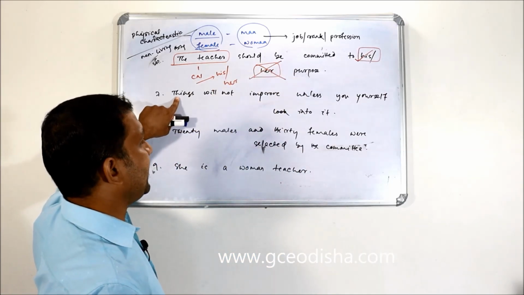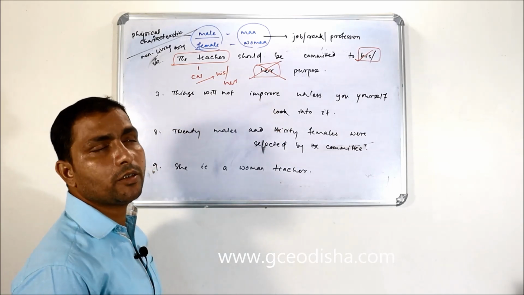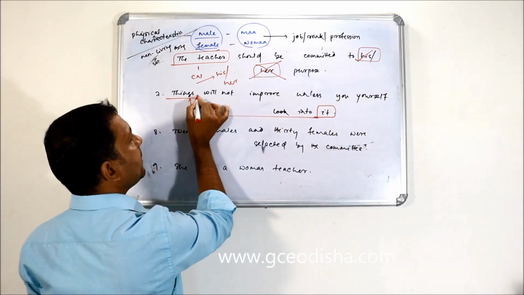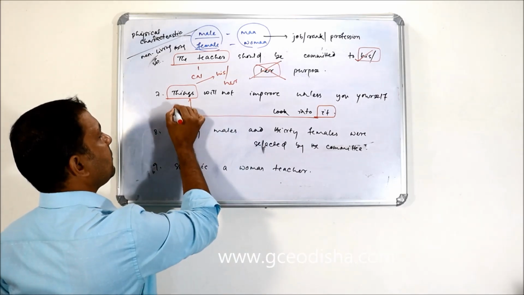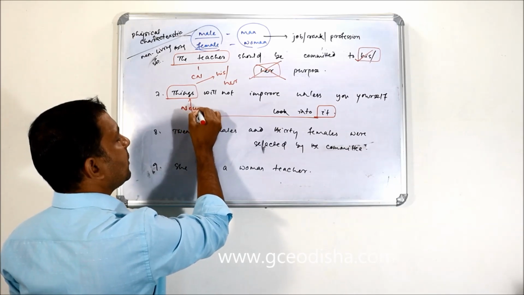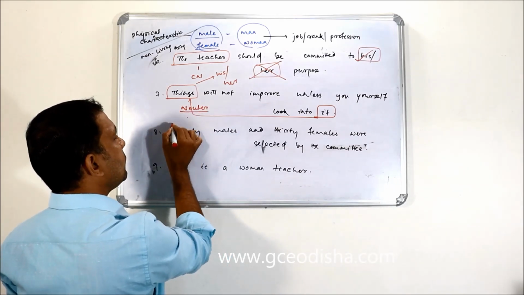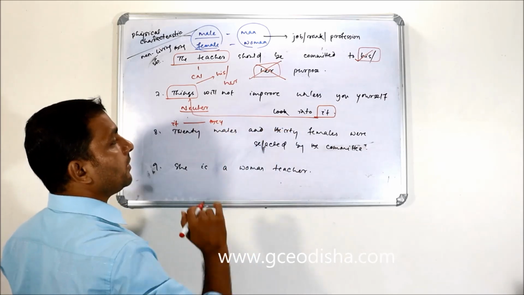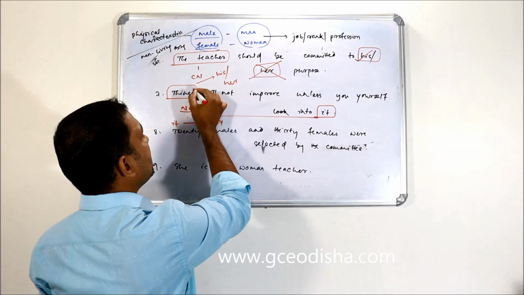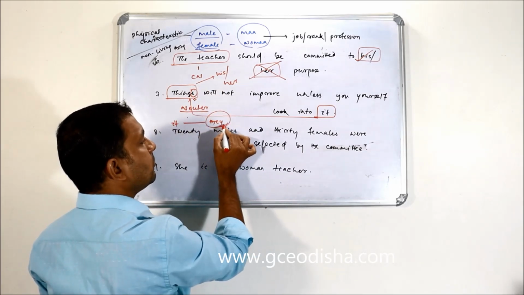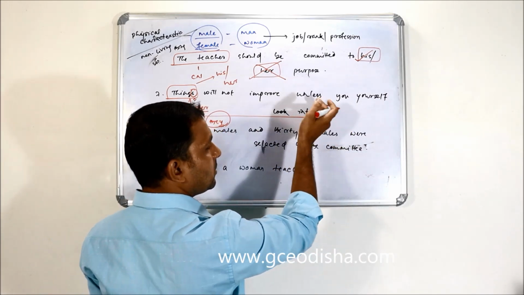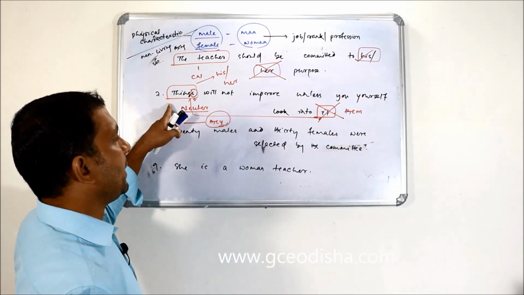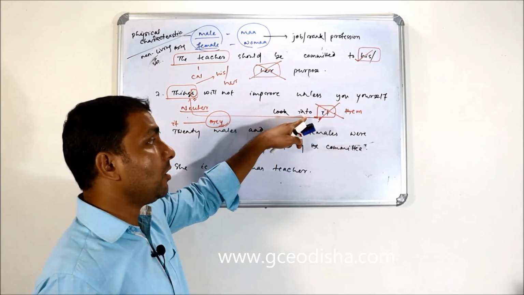Come to the next one. Things will not improve unless you yourself look into it. Here a pronoun, it, has been used, and a pronoun is always used for a noun. It is used for things. If we analyze the word things, we come to know that it is neuter gender. For neuter gender we can use it if it is singular, and we can use they, them or their if it is plural. Things is plural, so we should go with them, as it is the object of the preposition. So instead of it, the right word will be them: Things will not improve unless you yourself look into them.